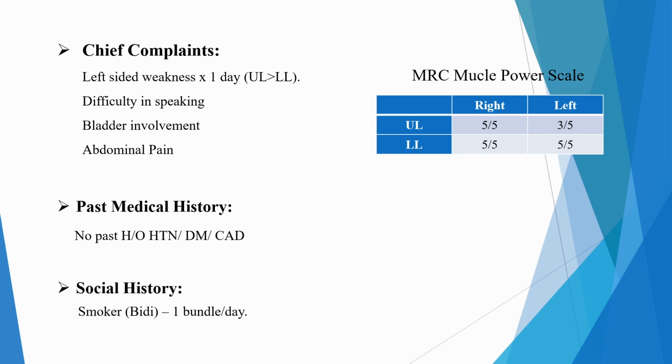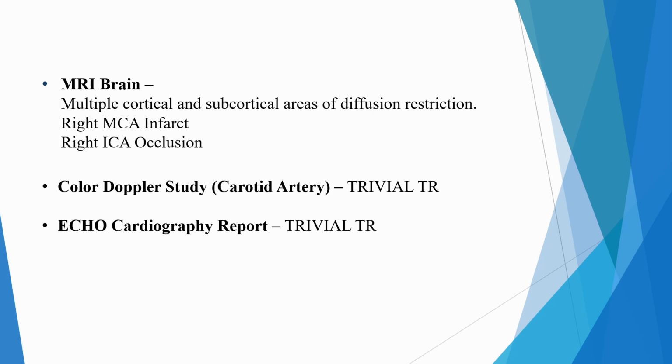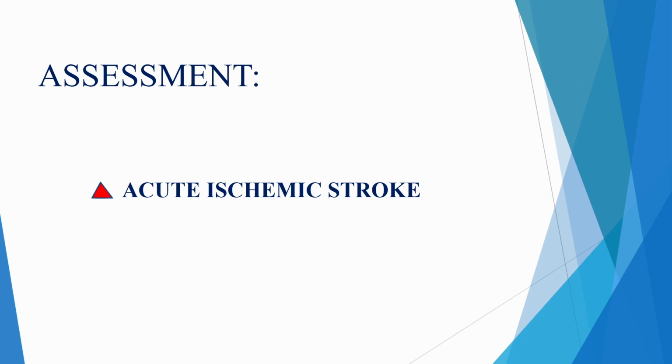Social history shows the patient was a chronic smoker. Power score for all limbs was noted. Objective findings showed elevated levels of BP, RBC, and AST. MRI results confirmed ischemic stroke. As there were right MCA infarct and right ICA occlusion, the assessment confirmed acute ischemic stroke.